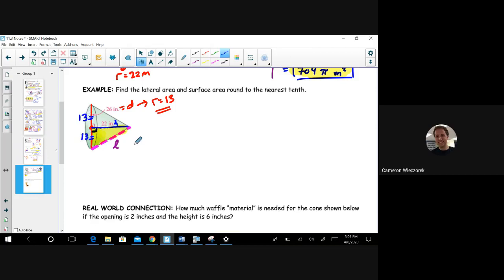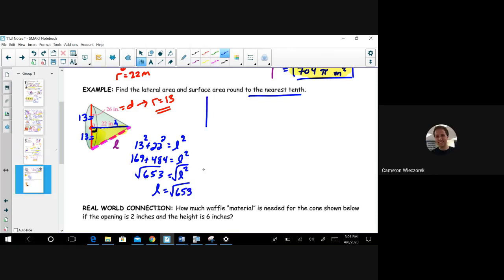So to get the slant height, first thing I'm going to do, I'm just going to do Pythagorean theorem. 13 squared plus 22 squared equals L squared. You get 169 plus 484 equals L squared. Add those together, you get 653. I'm not going to worry about breaking down that radical since the problem's telling me to round to the nearest tenth at the end. So it would be not worth my time. So just leave it as radical 653 for now. We're going to need that for the lateral area.